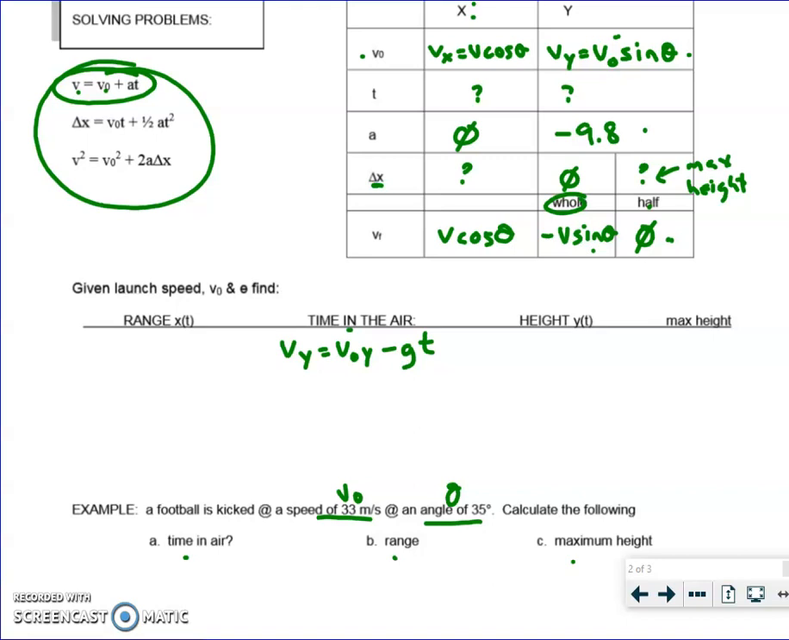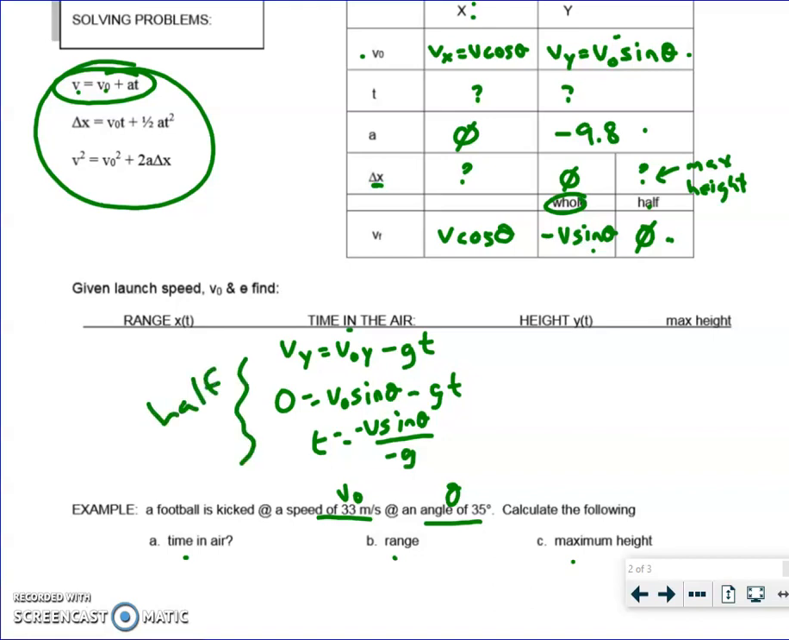So what do I know about the final speed in the y direction at the peak? It's 0. What do I know about the initial speed? That's V launch sine of the angle, minus G times T. So my time is equal to negative V sine theta divided by negative G. Now this is just for half the flight. So if I want the full time in the air, I got to multiply that by 2 because the time it takes to go up equals the time it takes to come down.